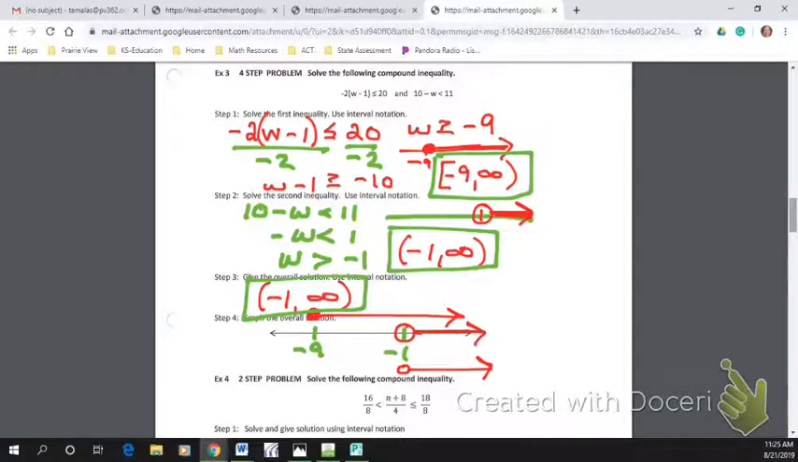Okay, stop me if something does not make sense. Okay, we are ready for example 4.